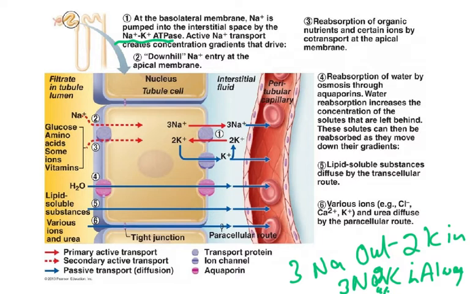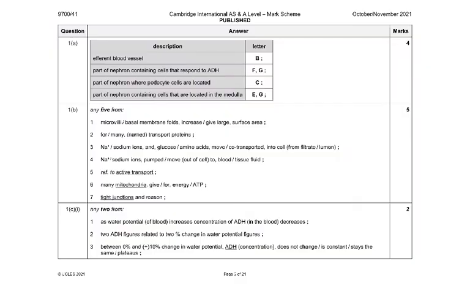So the primary active transport and then the secondary active transport, passive diffusion, transport proteins, ion channels, aquaporins. And these are, of course, beautifully explained in it. And we go back to the question now. So, I'm not writing the answers on the page. I'm just adhering to the mark scheme and I'm going to explain this.